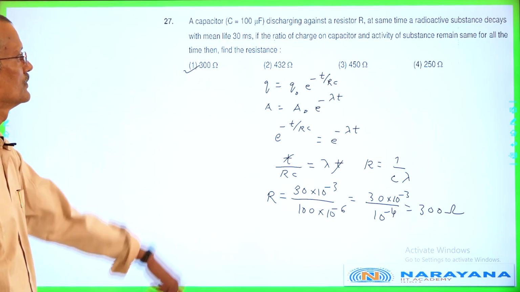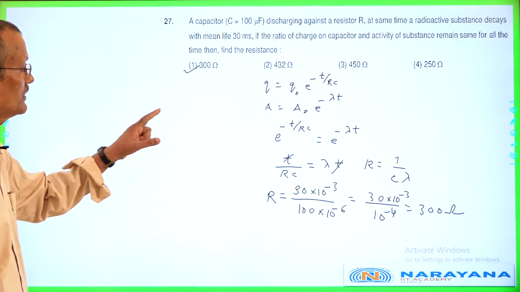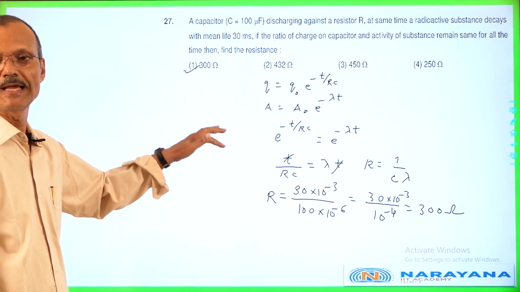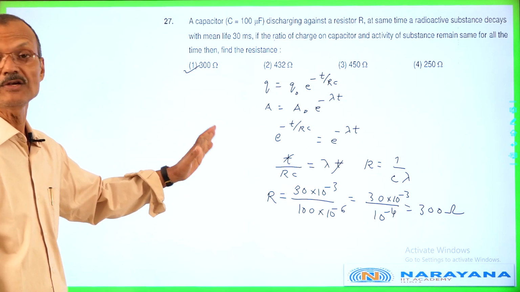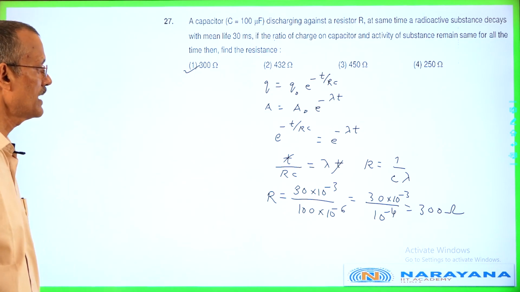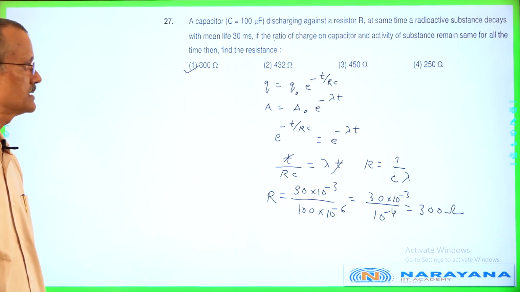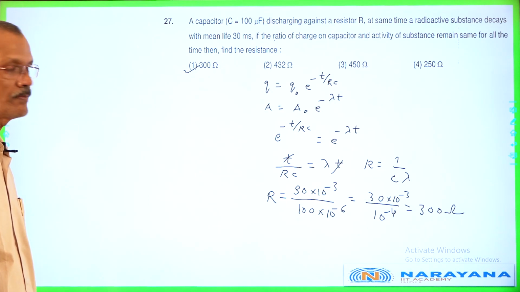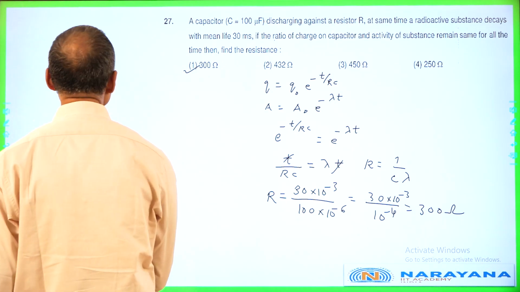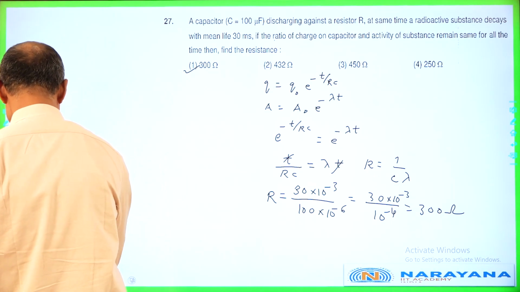Is it clear to you? Check, they have given you Q by Q naught equal to A by A naught, meaning e to the power minus t by RC; directly they are giving you e to the power minus lambda t. Lambda is the disintegration constant, and 1 by lambda you are taking as the mean lifetime. Now, let us move to the next question.